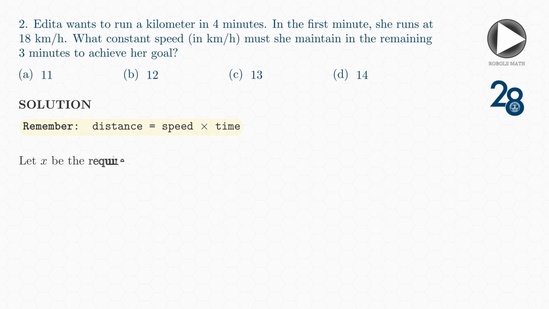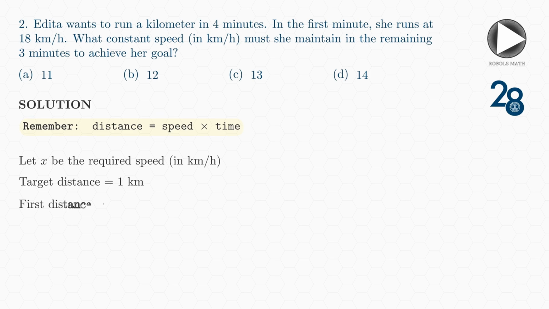So the goal here is to find the speed, so we let that as x. The total distance that must be covered is 1 kilometer. So that's the eventual distance. And we split that distance into two. The first part being the distance she has covered in the first minute, and the other is the distance she will cover in the next 3 minutes.